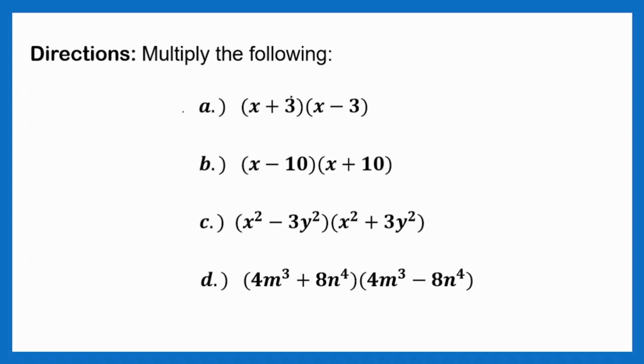Pareho bang x? Pareho bang 3? So, check yan. Parehong-pareho, magkaiba ng sign. May x, may 10, may x, may 10. Magkaiba lang ng sign? Yes. Kahit pa yan nagkabaliktad, okay lang yan, for as long as may plus and minus siya. Next. Parehong-pareho ba? X squared, 3y squared, 3y squared. Magkaiba lang ba ng sign? Yes. Magkaiba lang ng operation, so check ang letter C. Letter D, ganun din. 4m cubed, 4m cubed, 8n raised to 4, 8n raised to 4, plus minus. So, check yan.